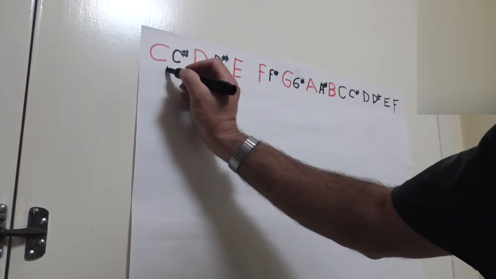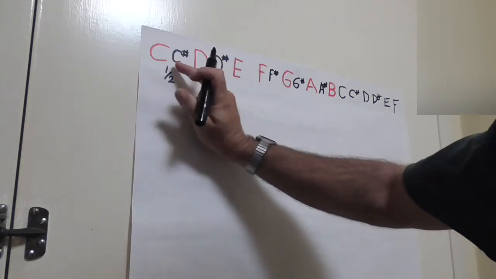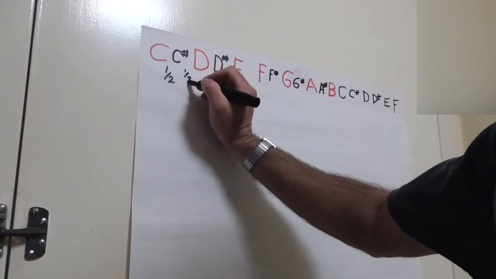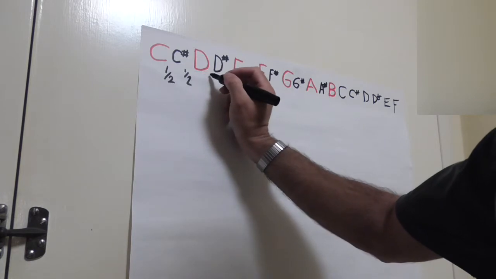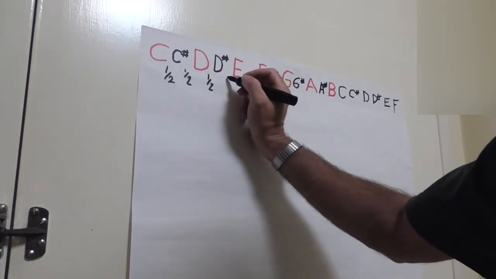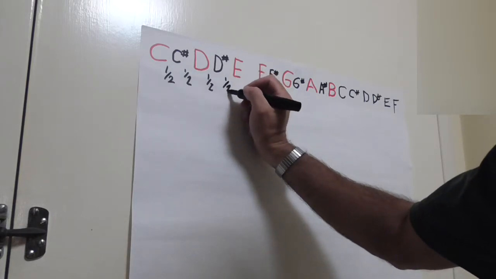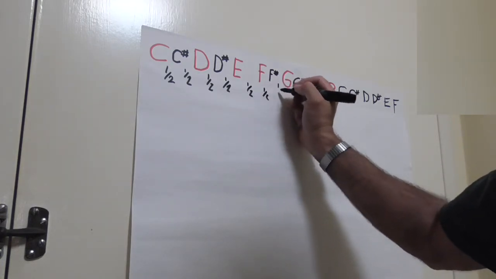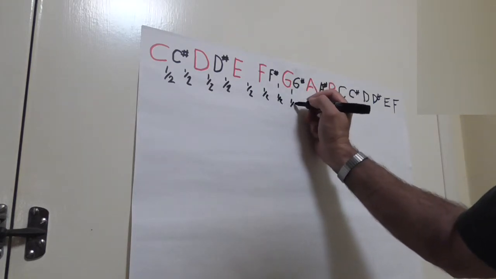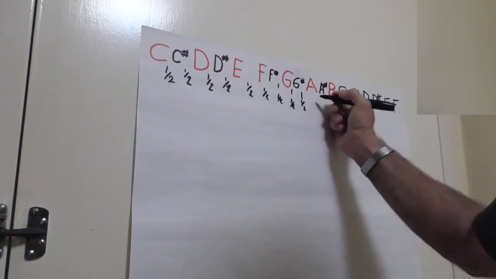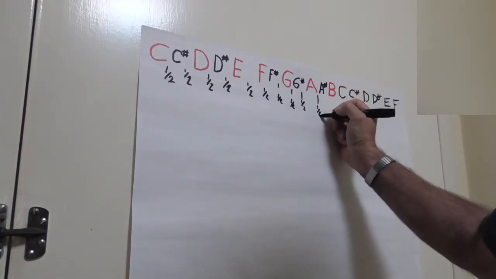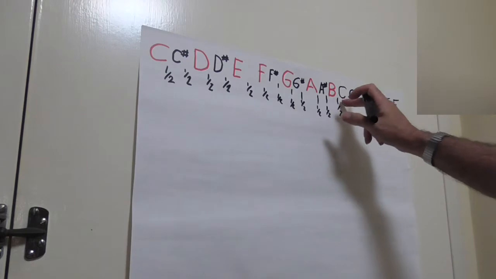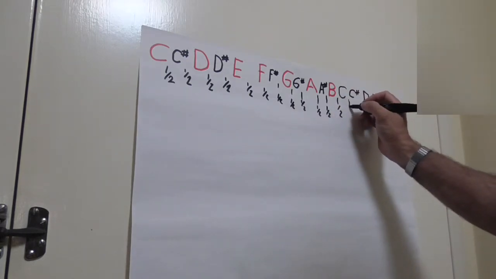Means nothing to you right now, but we're going to call it a half step. Between every one of these notes is a half step. C to C sharp is a half step. C sharp to D is a half step. D to D sharp is a half step. D sharp to E is a half step. E to F is a half step. It's going to be important in a minute. Half step, half step, half step, half step, half step. Stick with me. Half step between B and C, because we have no note between there. Everything right now, we're looking at a half step.